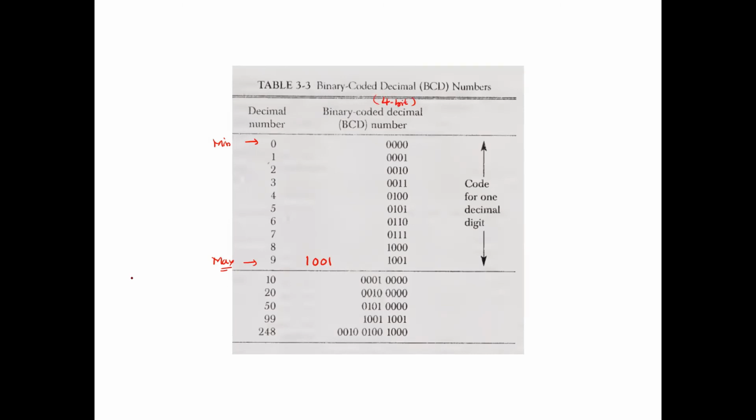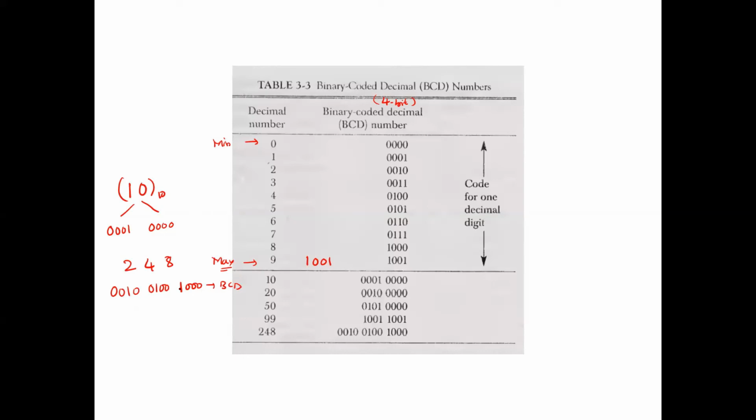Say for example, if I have the decimal number 10, what is its equivalent binary coded decimal? You need to unpack it and write 1 in terms of 4 bits, that is 0001, and for 0 you write 0000. Say for example 248: the binary code for 248 is 0010, 0100, and 1000. So this will be the binary code for decimal. I hope you have understood the logic for this.